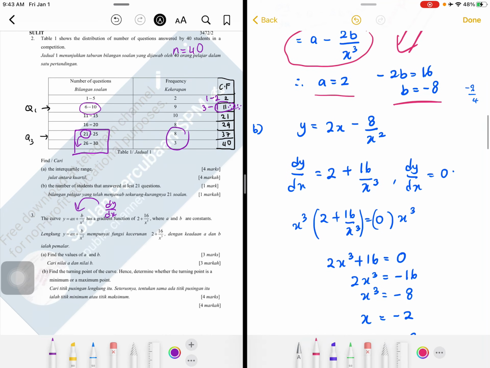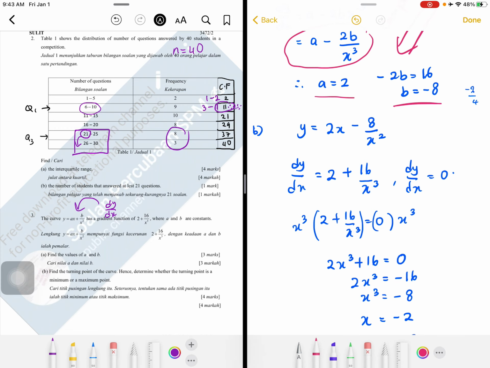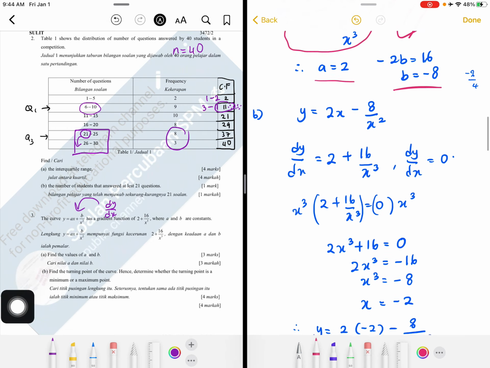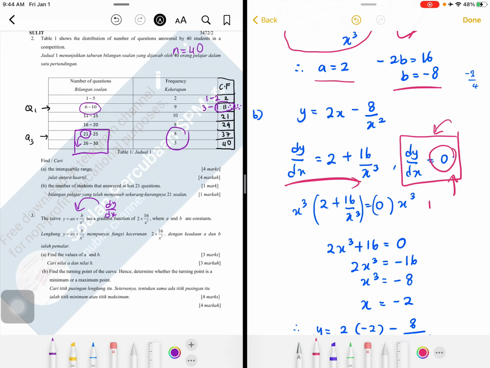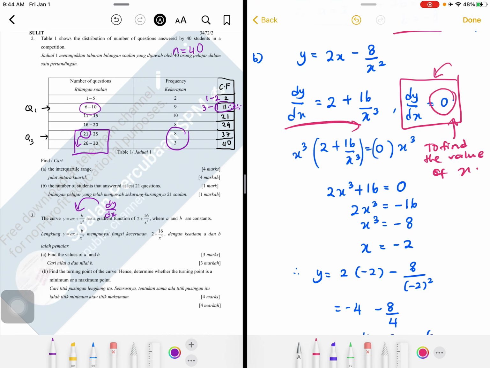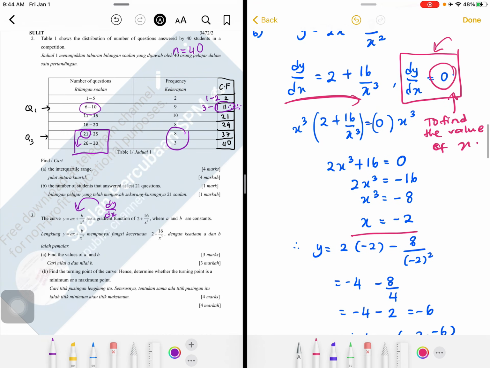Okay, easy. So for question B pula, they sort of find the turning point of the curve. So untuk mendapatkan nilai x, first thing first that you have to know, after you differentiate, you have to find the dy over dx. After you differentiate atau dy over dx, you must equal it with 0. Mesti equalskan to 0. Why? Kenapa kita equate it with 0? To find the value of x. Okay, once you differentiate, you make it equals to 0, and then you will get the value of x.